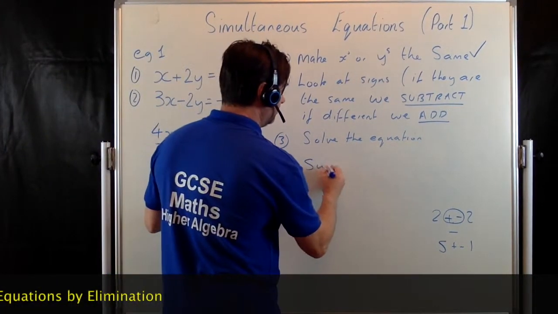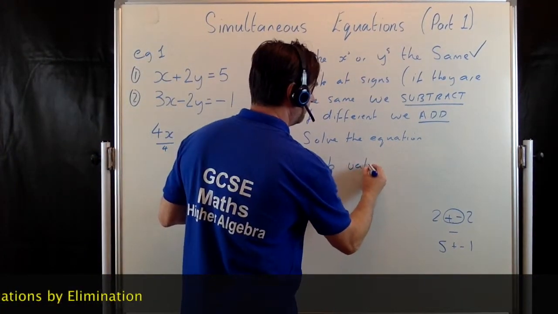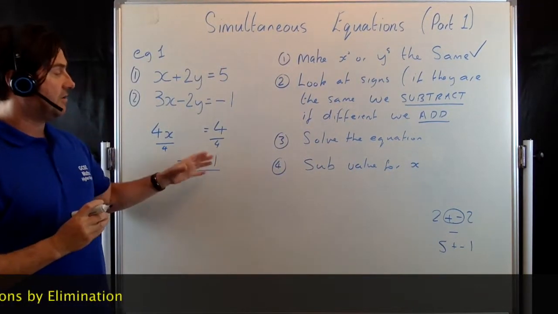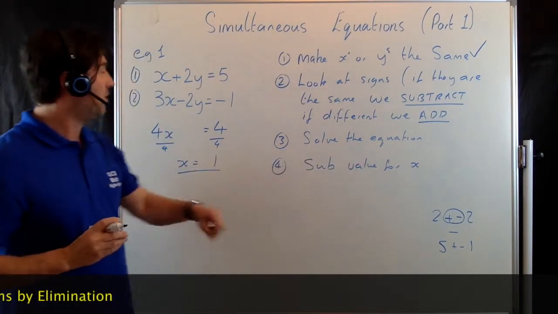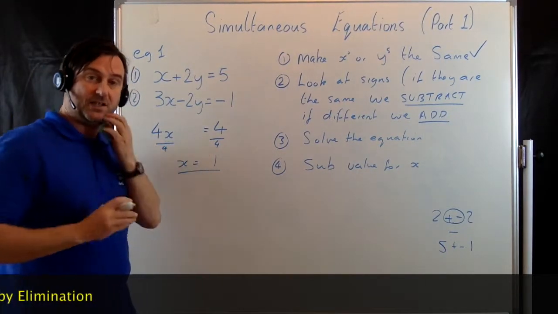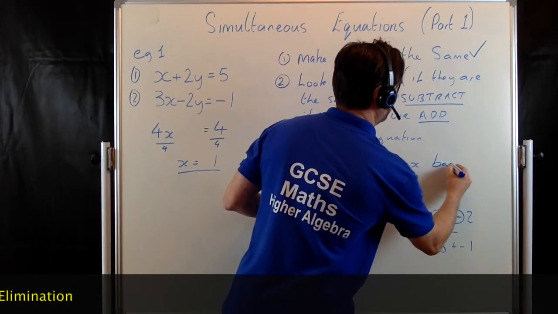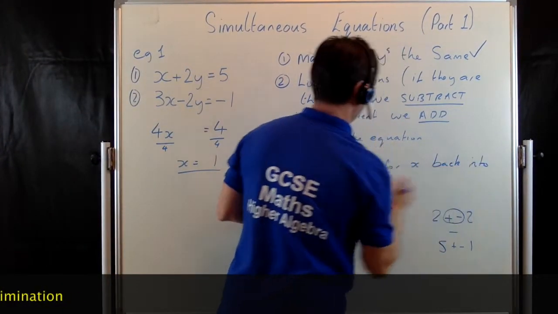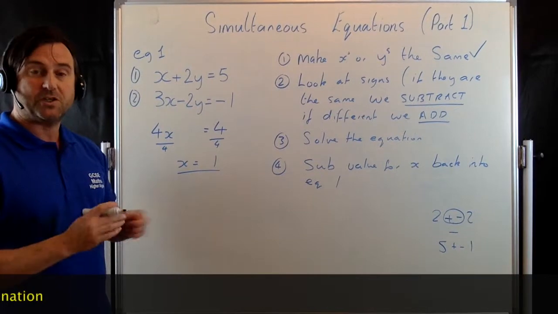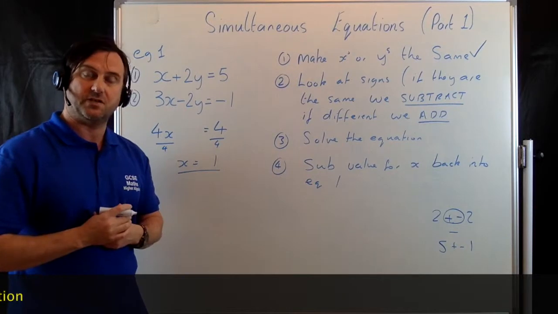is to substitute, I'm just going to write sub, the value for x. Now you've got to remember this could be y, value for y, because if I'd have found out y first, I substitute the value for y back in there, so it could be either. In this case it's x. Back into equation 1. Could put it in equation 2, but let's just put it into equation 1. If you do it into equation 1 each time, you'll get used to doing it like that.